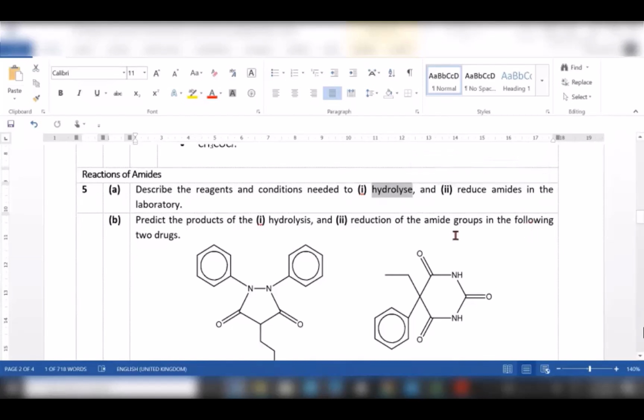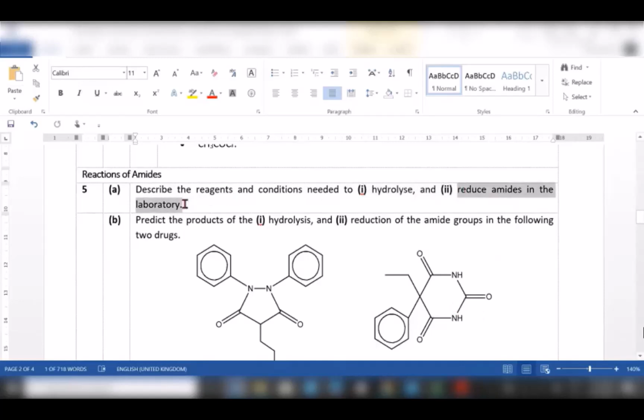The reason is it will affect how you draw your product over here. If you want acidic hydrolysis, then you draw acidic hydrolysis products. If you want alkaline hydrolysis, then you draw alkaline hydrolysis products. I don't think I need to tell you how you should be doing it. If you want acidic hydrolysis, maybe HCl, heat under reflux. If you want alkaline hydrolysis, sodium hydroxide, heat under reflux.